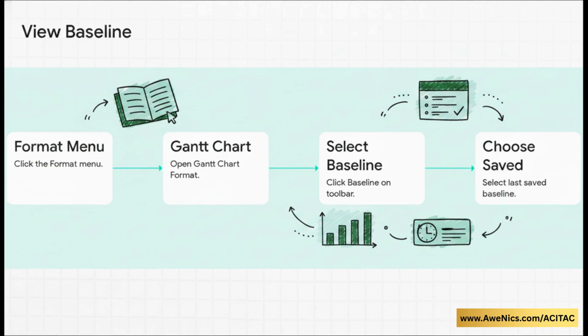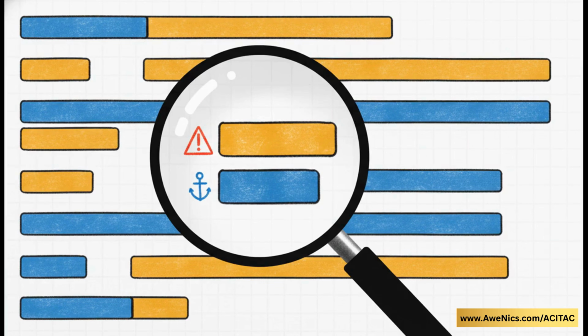Turning on this visual comparison is really easy. You just jump into your Gantt chart view, click the Format menu up at the top, open the Gantt chart format options, and just select Baseline from the toolbar. A little drop-down appears, and you just pick whichever baseline you saved back in step 1. The result is immediate, and honestly, it's incredibly useful.